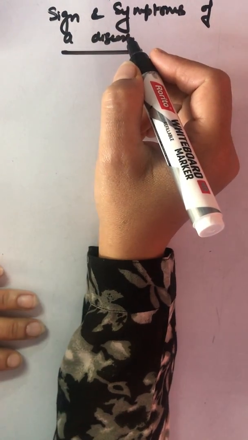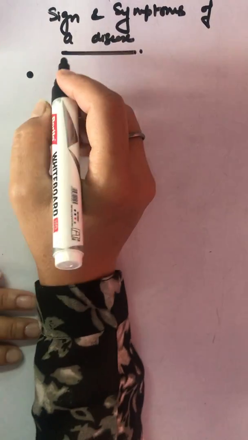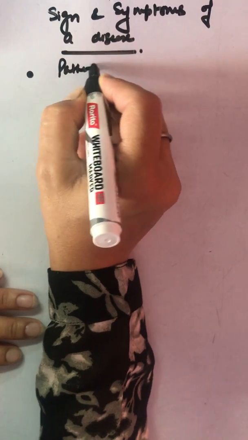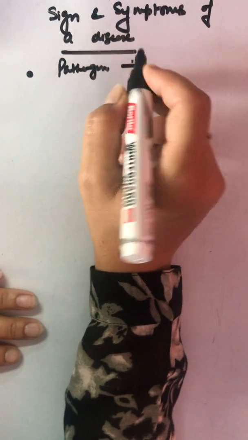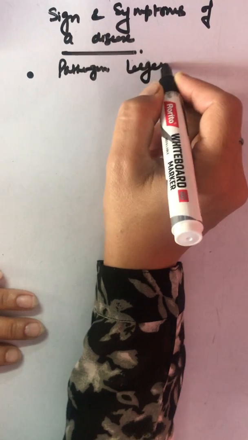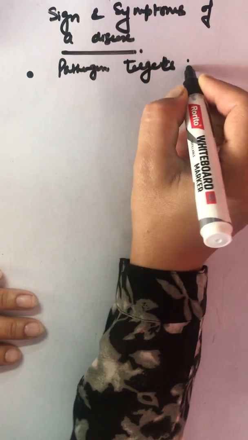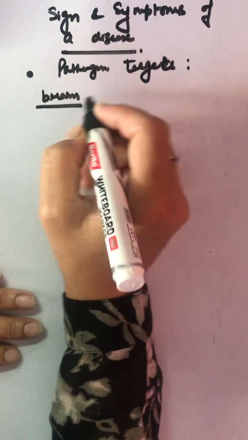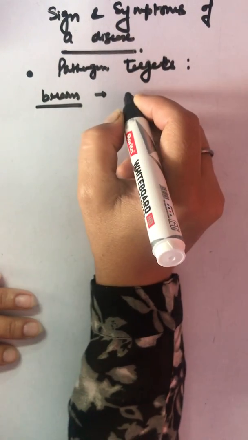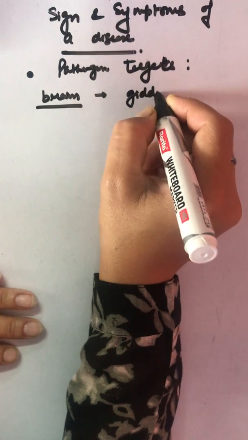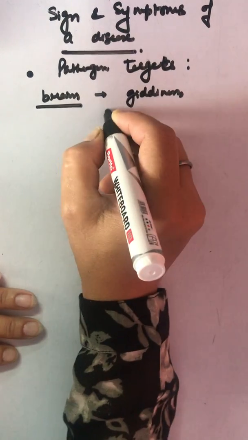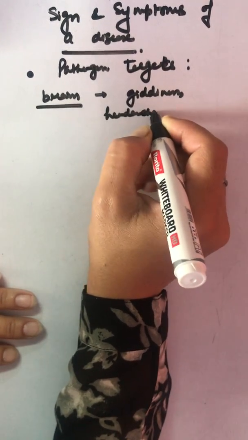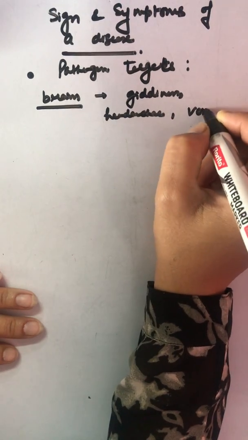Signs and symptoms. Now, first, if the pathogen targets your brain area, clear? It may lead to giddiness, headache, vomiting.